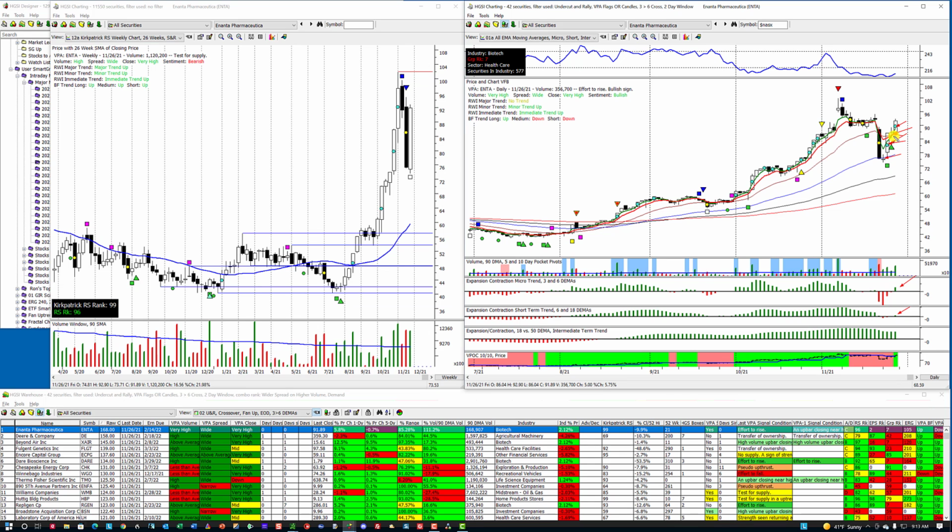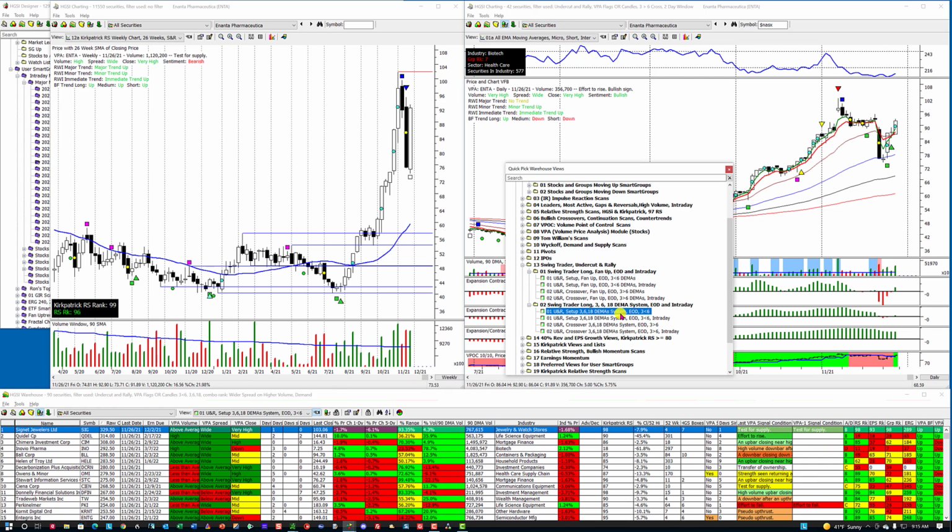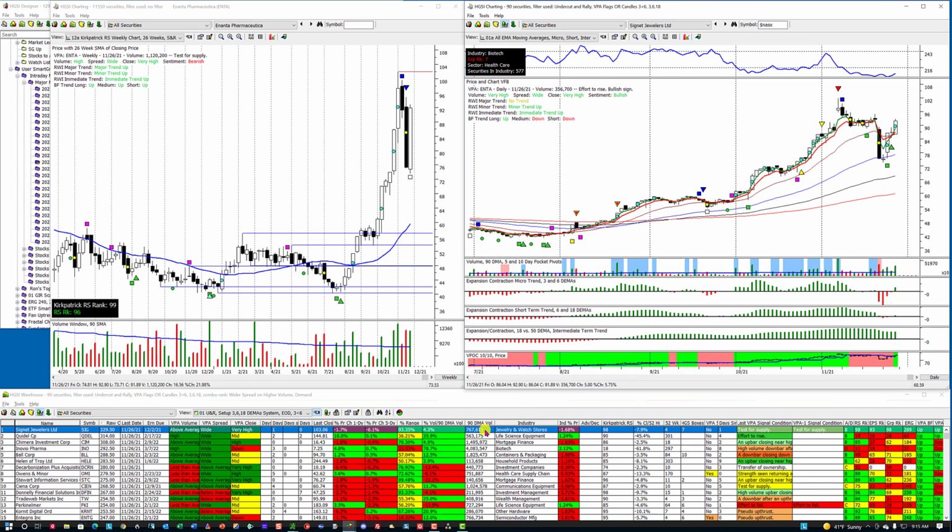The 6 is below the 18. This would not have shown up on the 3618 scan because it was below the 18. Remember, that's a requirement of the 18. So let me take a look at the 3618. These are pullbacks above the 18.